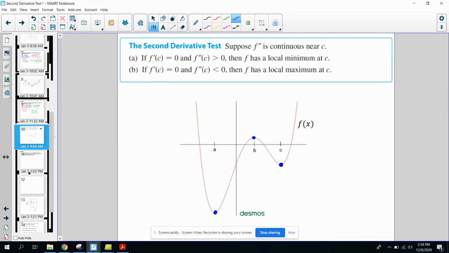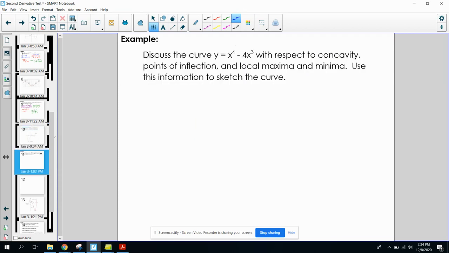Okay, so we're going to look at an example, and I'll show you both ways so you can see what I mean. Discuss the curve y equals x to the fourth minus 4x cubed with respect to concavity, points of inflection, and local maxima and minima. And then we want to sketch a graph. I have to find the first derivative and the second derivative anyway because I need to deal with concavity. So I have to find the first in order to find the second.